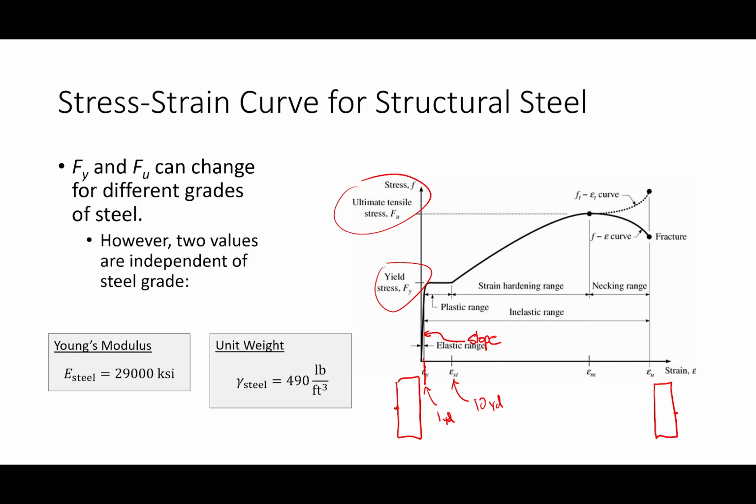So the Young's modulus being 29,000 KSI for steel, and its unit weight being 490 pounds per cubic foot. Those are values you can set your watch by. Those are not going to change. What is going to change is Fy and Fu, and basically the higher the grade of steel, the higher those values can be.